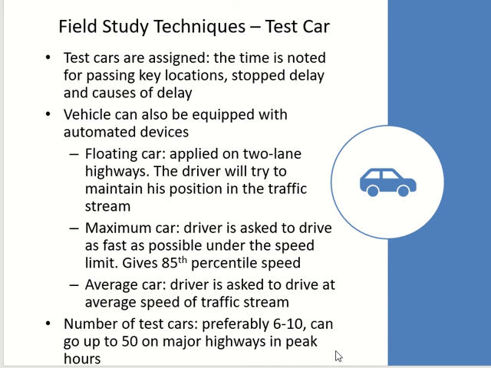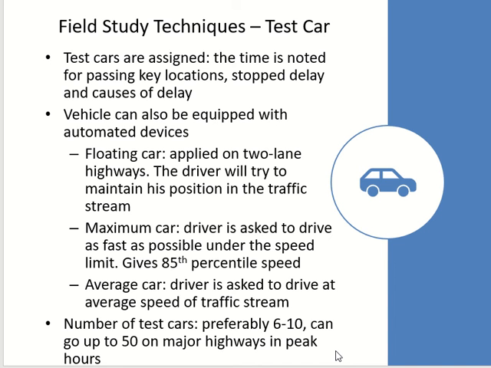I have to maintain my position in the traffic stream, so I will not pass someone else. But if someone else passes me, then what should I do? Then other people will also pass me, and I keep going slower. The point is you have to maintain your position in the traffic stream.